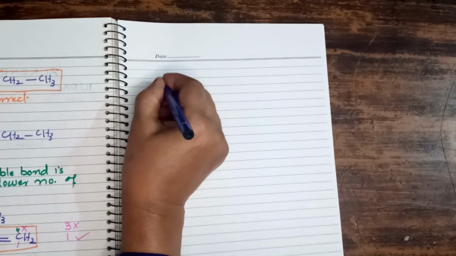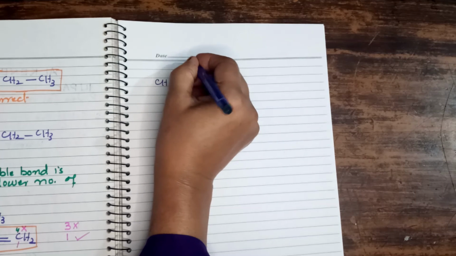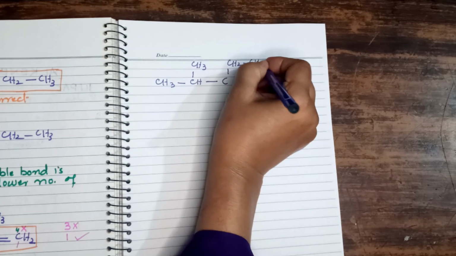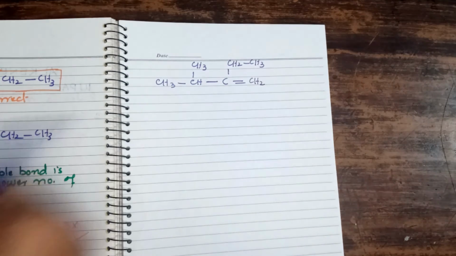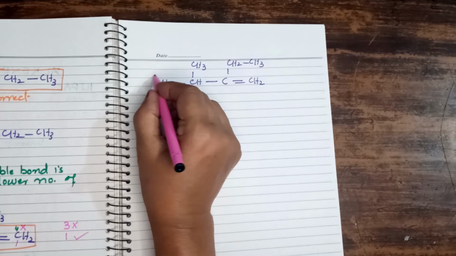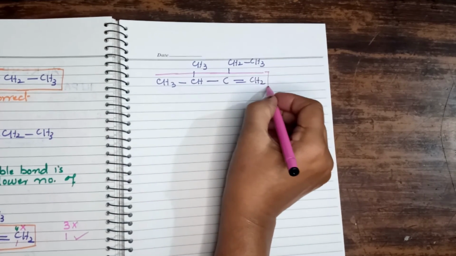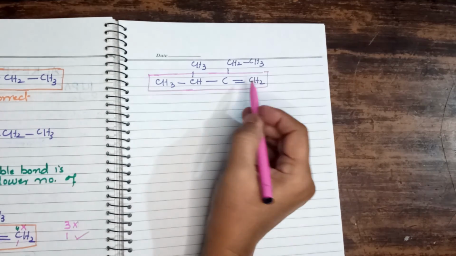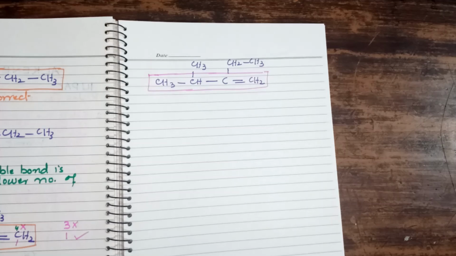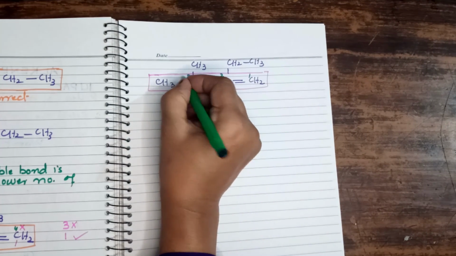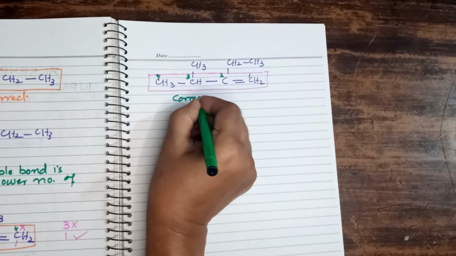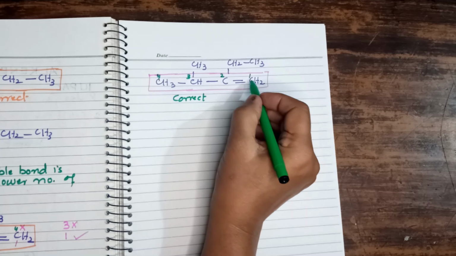So what should be the correct way to take the parent chain and numbering of the parent chain? Again we draw the structure: CH3, CH, CH3, C, CH2, CH3, double bond, CH2. So we will take this chain as a parent chain, right? This is the parent chain, since it includes both the carbon atoms forming the double bond. Now, what is the correct way of numbering of this parent chain? 1, 2, 3, 4, right? So this is correct, because we assign the lowest number to the carbon forming the double bond, right?